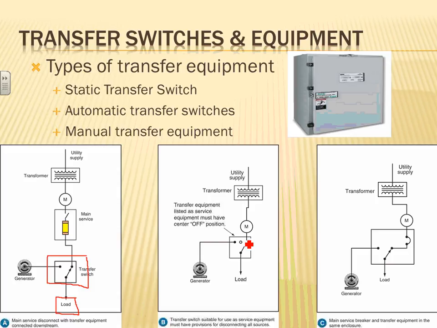That would be if you want to back up the whole building and you want to use the auto transfer switch as your service disconnect means. So you bring your service into the auto transfer switch, then the code requires you to have an off position. So your auto transfer switch, which a lot of them are, acts as a service disconnect means and an auto transfer switch at the same time. And then from here you go down into your building, your load, and so forth.